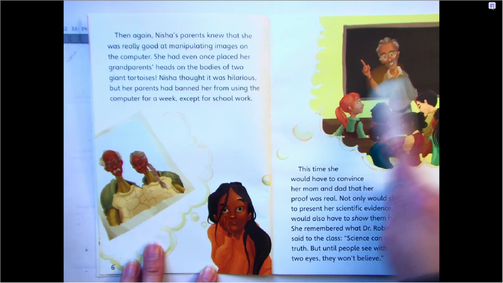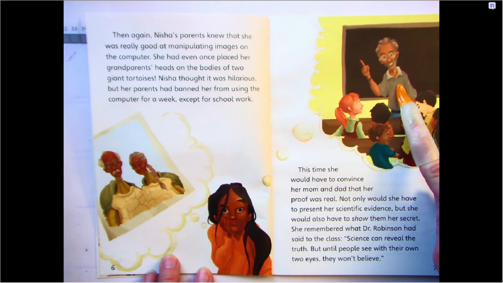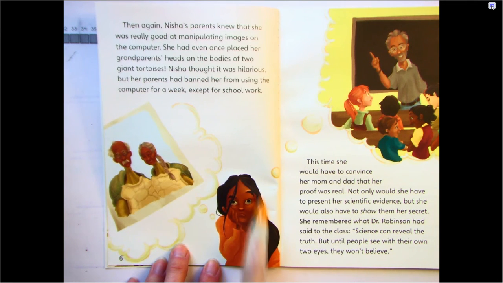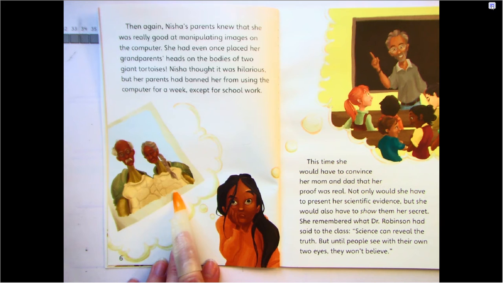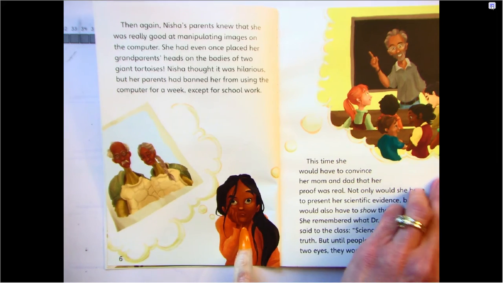So here is her class. Here's Dr. Robinson, her science teacher. What do you think about how she's feeling right here, remembering what she had done? I think she's feeling a little bit of regret, maybe. Maybe she's a little worried about that.